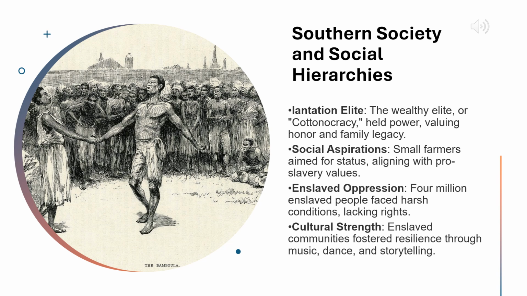At the bottom of this social hierarchy were the enslaved individuals, who constituted a significant portion of the Southern population. By 1860, there were approximately 4 million enslaved people in the South. Enslaved individuals lived under brutal conditions, facing violence and oppression, while being denied basic human rights. The plantation system was designed to maximize profit, leading to inhuman treatment of enslaved workers, including long hours, harsh discipline, and little regard for family ties. Despite these hardships, enslaved individuals developed a vibrant culture that blended African traditions with American influences.